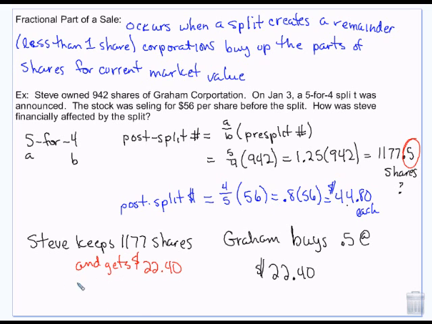His total value stays the same because of this $22.40. He has his shares and the $22.40 adds up to keep the same value that he had originally. He has the shares and he has a check, so his money is the same. It's just that one of them is liquid and one of them isn't. So he didn't lose any money on the deal. Now he can take that $22.40 and reinvest it if he wants to, or he can go spend it, or whatever. It's his money.